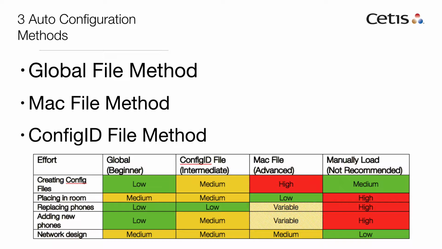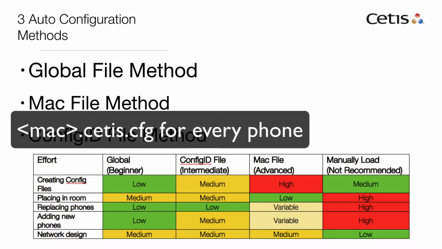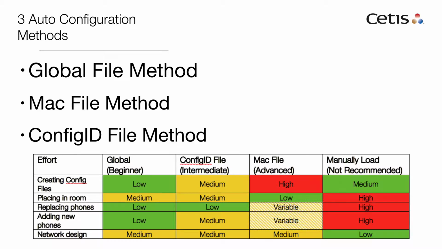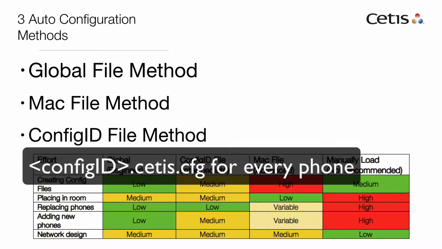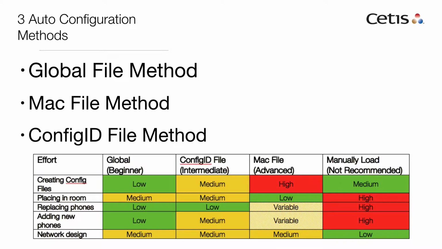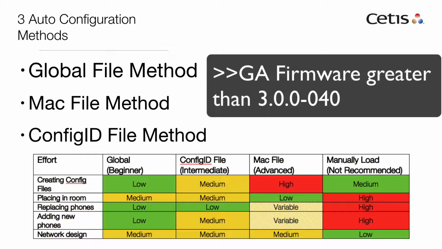One is the MAC file method, which uses the MAC address named configuration file for each individual phone in an installation. And the other is the config ID file method, which instead of using the MAC address, uses a config ID named file, generally based off of the extension or room number of where the phone is going to be installed.